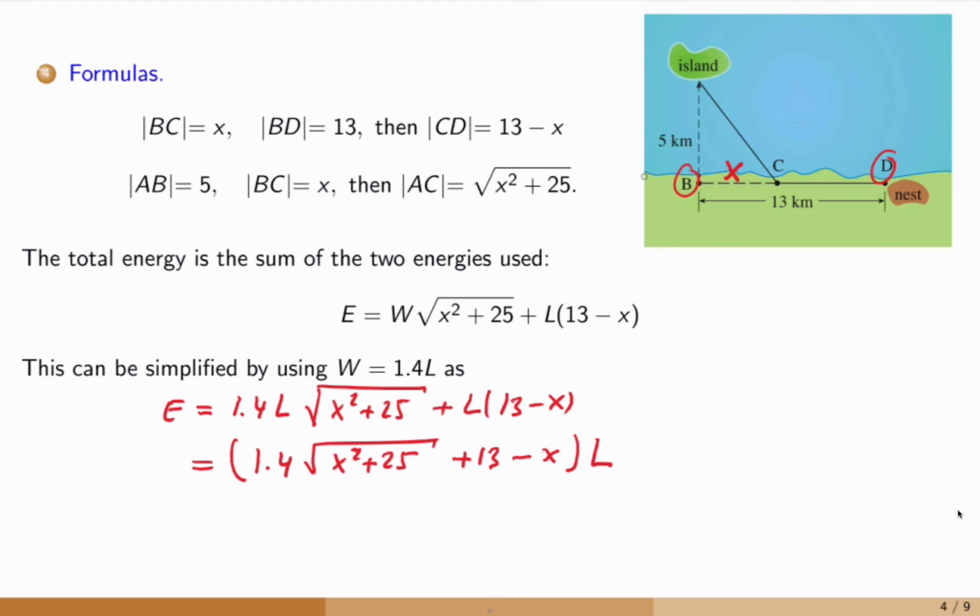But having x negative would be somewhere out here, so like minus x, which doesn't make sense. This would unnecessarily extend the flight of the bird, so it doesn't make sense to look at x negative. And it also doesn't make sense to look at x further away than the nest, because then the bird has to travel back. So the domain is between 0 and 13.